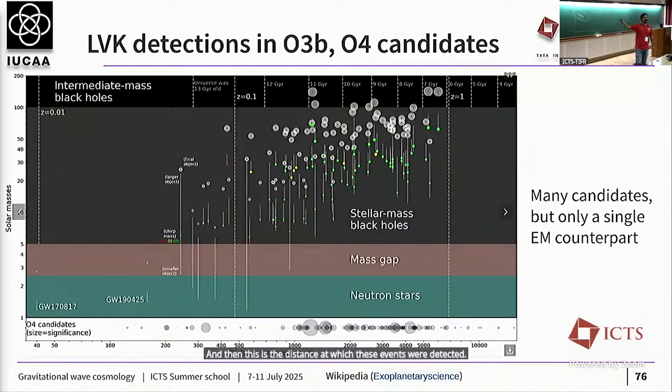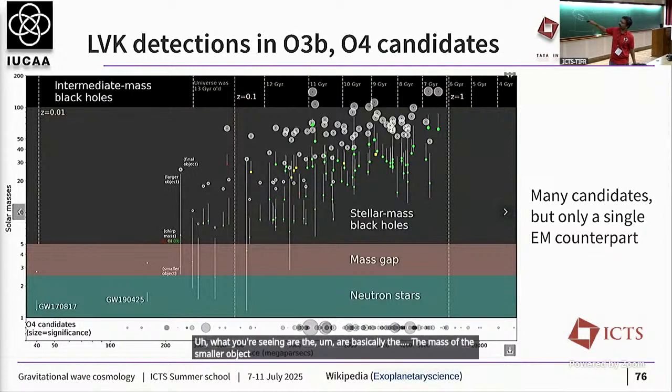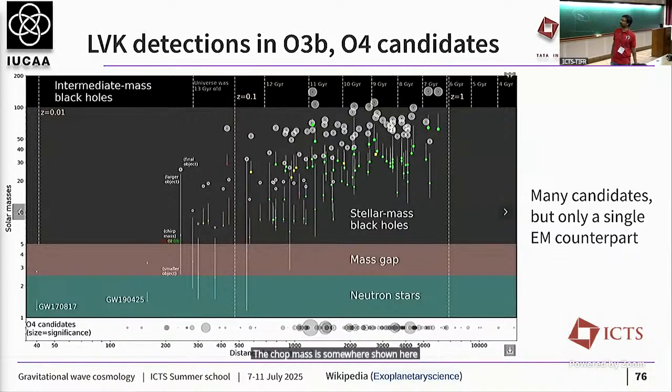So again, when someone is telling you the distance, there is an assumption of a cosmological model here. And then what you are seeing are basically the mass of the smaller object here, the mass of the larger object here. The chirp mass is somewhere shown here in green.